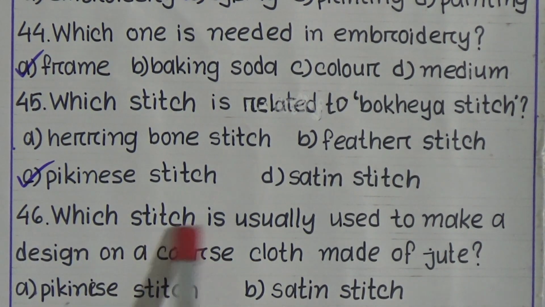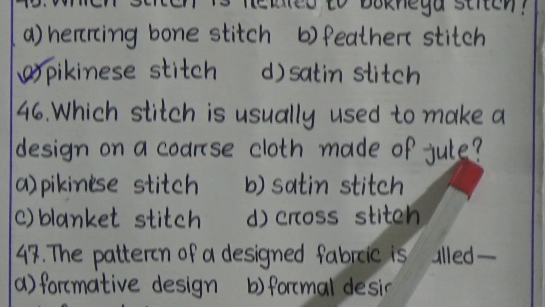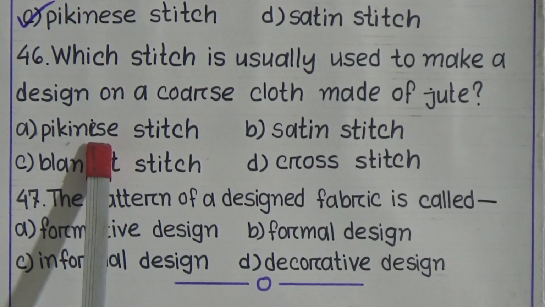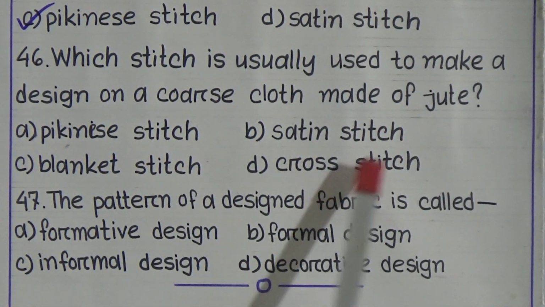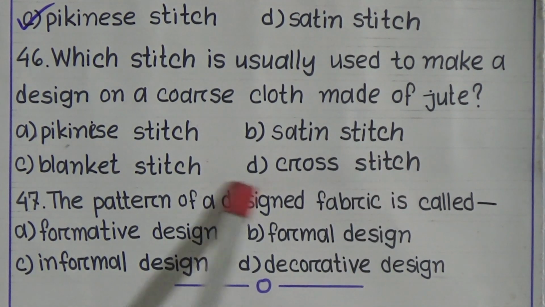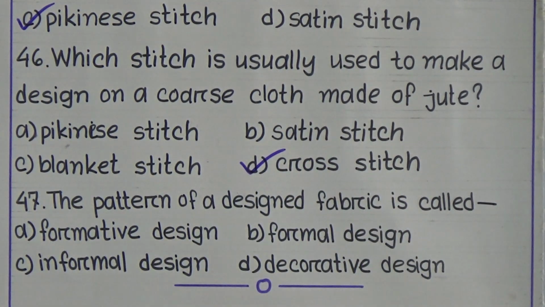46. Which stitch is usually used to make a design on a crust cloth made of jute? Options are Pekingese stitch, shorten stitch, blanket stitch, cross stitch. This will be option D, cross stitch.